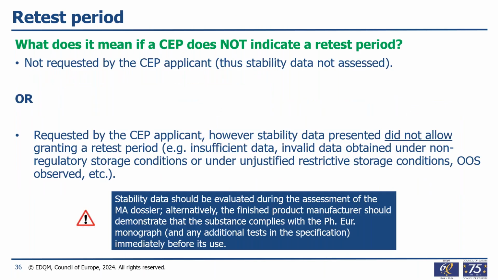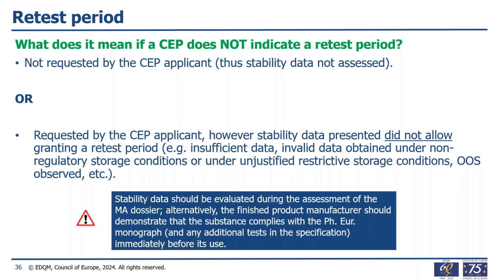What does it mean if a CEP does not include a retest period? This means that the retest period has not been requested by the CEP holder, and in this case, stability data are not assessed, or might be requested by the CEP holder. However, stability data presented in the dossier did not allow granting a retest period. For example, if there is insufficient data, some out of specs, or the storage conditions are not in line with the respective stability guidelines. In any case, stability data should be evaluated during the assessment of the marketing authorization dossier.